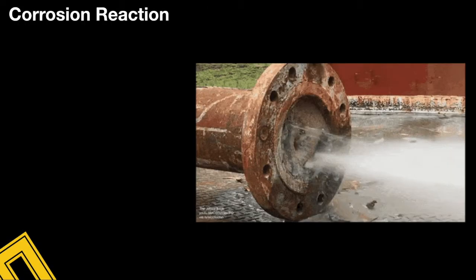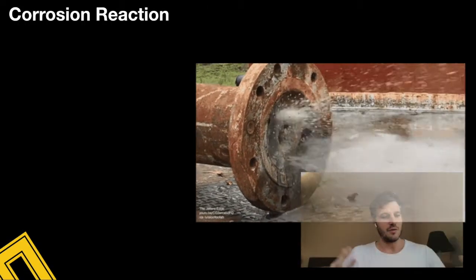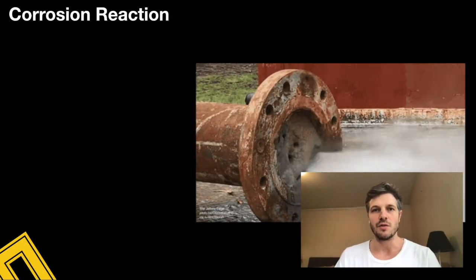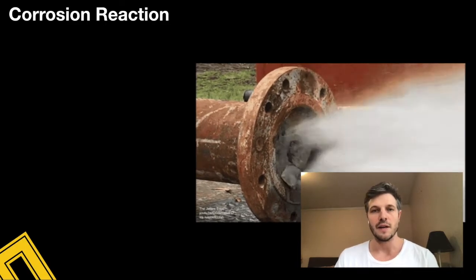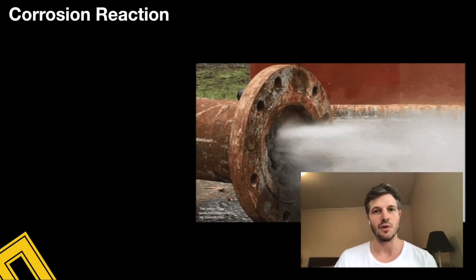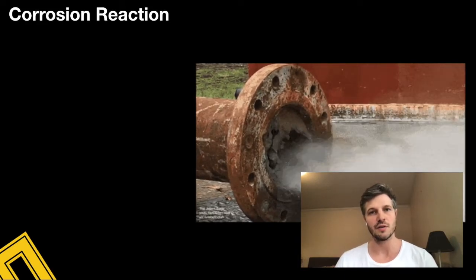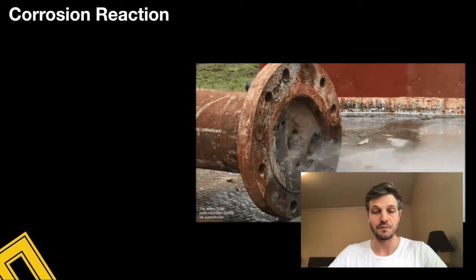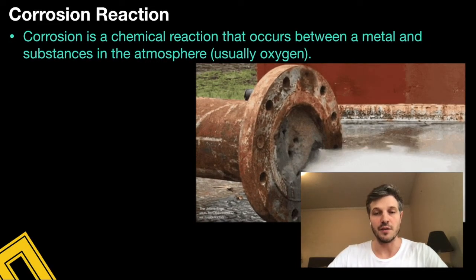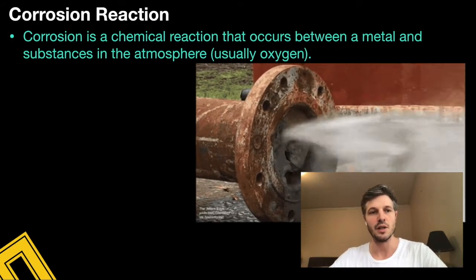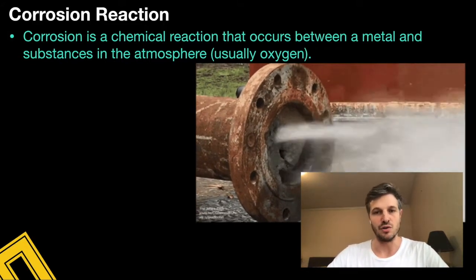Corrosion reactions. In layman's terms, or in the terms that you would already probably understand, corrosion is basically rusting. But it's not entirely accurate to say that, because rusting really only refers to iron, and in fact corrosion can occur on a whole range of metals. So chemically speaking, it's much better to say that corrosion is a chemical reaction that occurs between a metal and a substance in the atmosphere, usually oxygen.